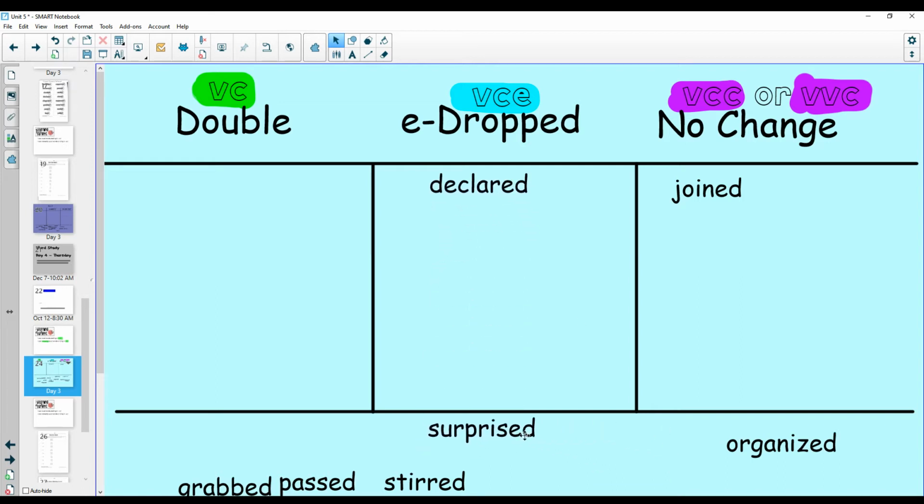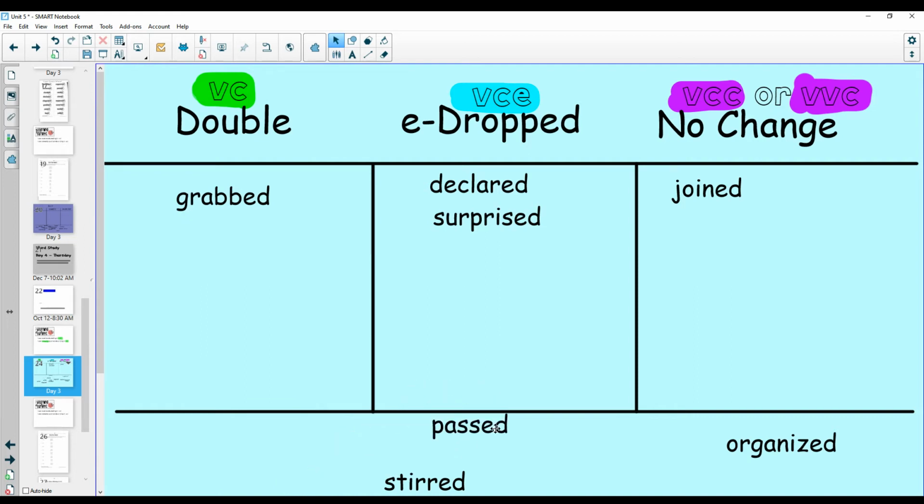Let's look at this next word, surprised. Take off the ED. Is that how I spell surprised? No, this is a long I. It needs that E at the end. This was a drop E. Let's look at another word, grabbed. I noticed 2 B's right away, but let's just check. If I took off this ED, yes, vowel consonant. This is a double.